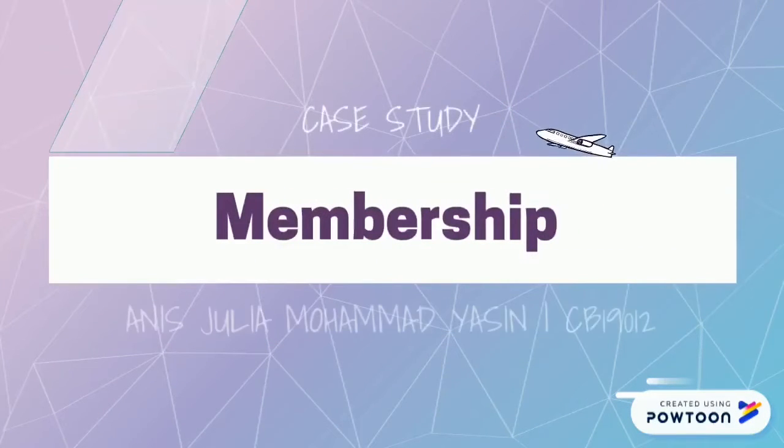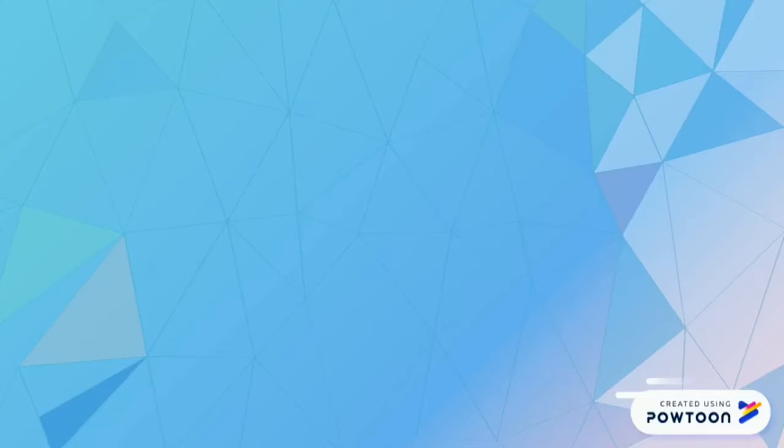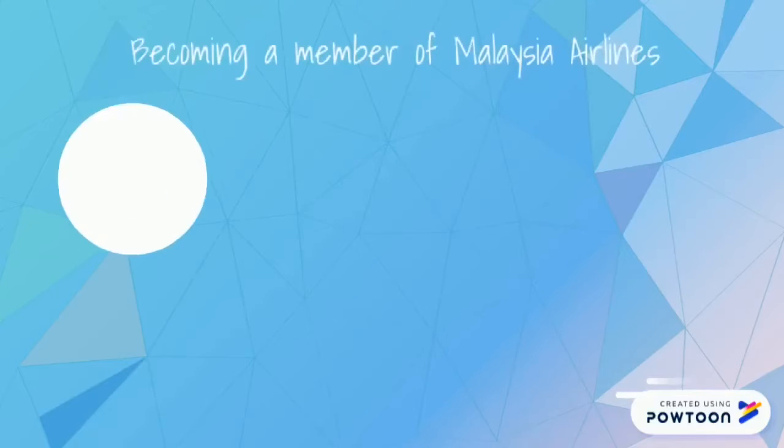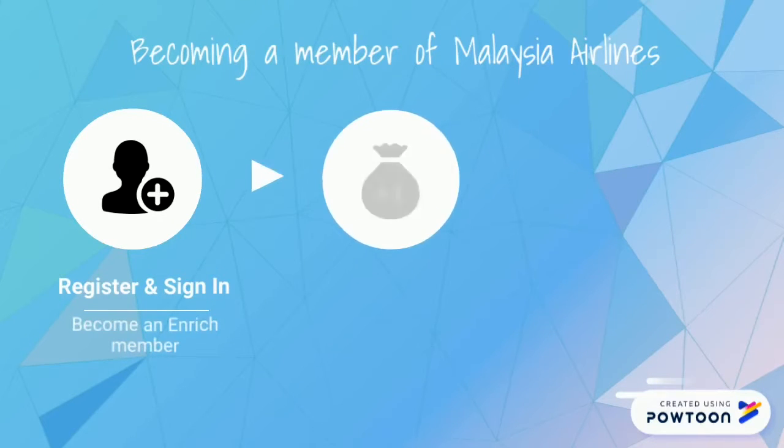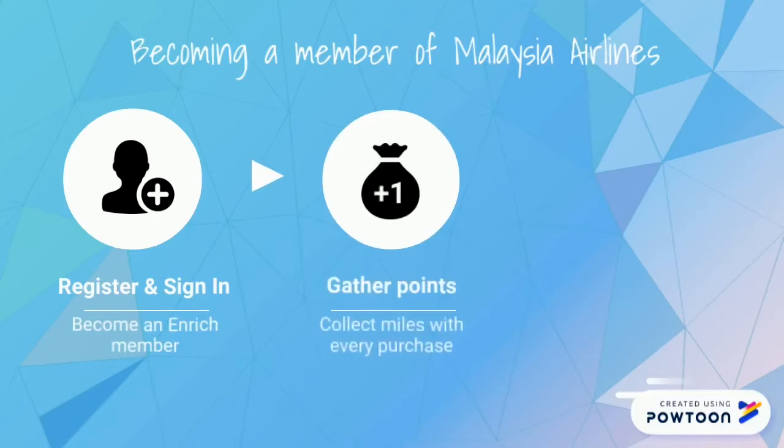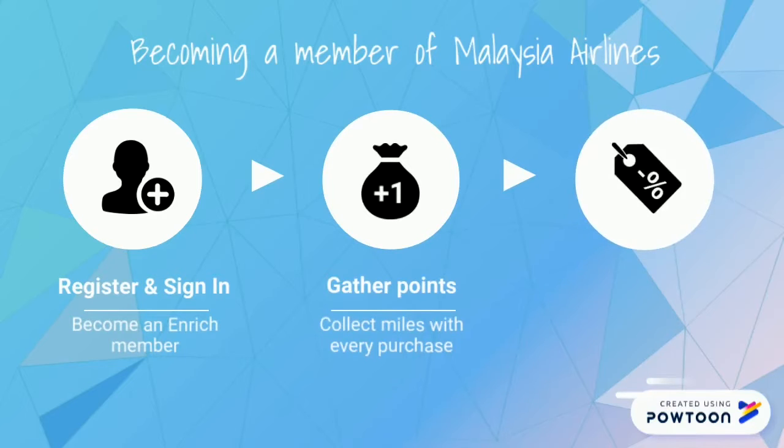Membership. To become a member of MAS, first, you need to register and sign in to become an enriched member. Second, you can start gathering points with every purchase. And lastly, you can start receiving rewards.